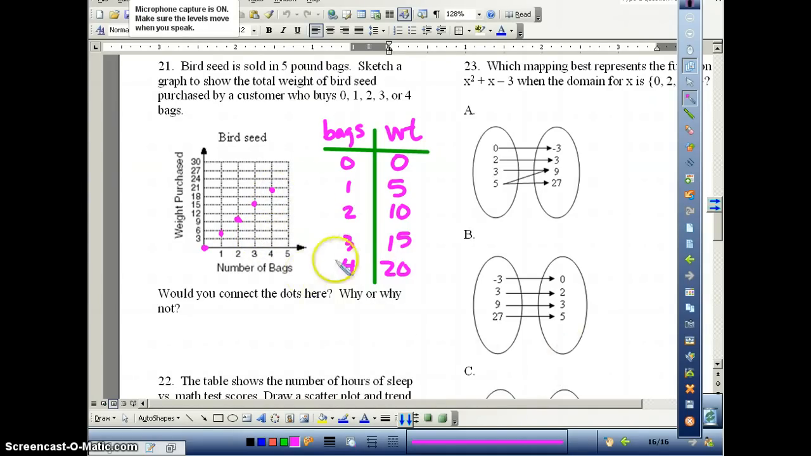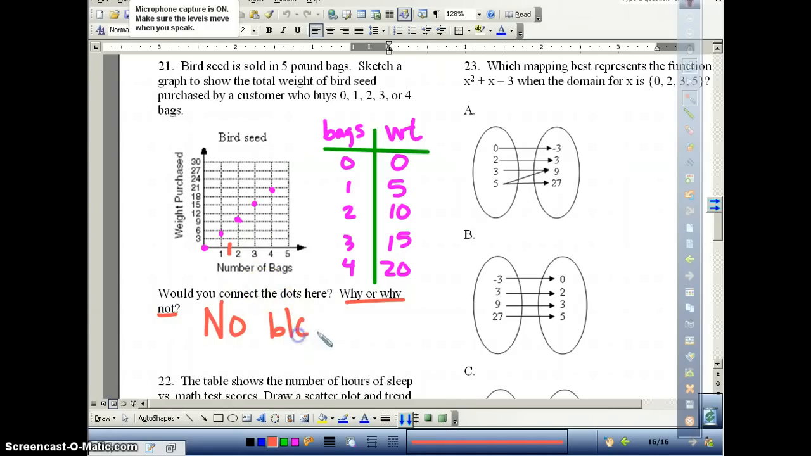All right. The question is, would you connect the dots here? Why or why not? Well, you're going to ask yourself a question. Right here, will they sell you 1.5 bags of birdseed? If the answer is yes, connect the dots. If the answer is no, you don't. Can you go to the store and buy 1.5 bags of birdseed? No. So you would not connect the dots. Why or why not? Because they won't sell you a part of a bag. And that's what you're going to say, because they won't sell you part of a bag.